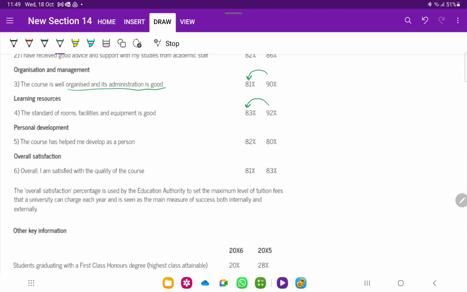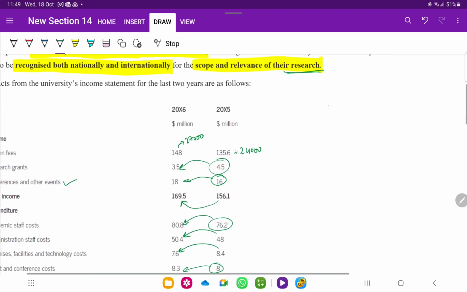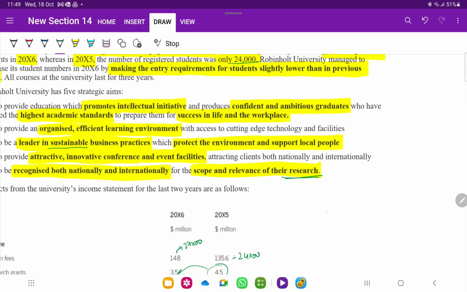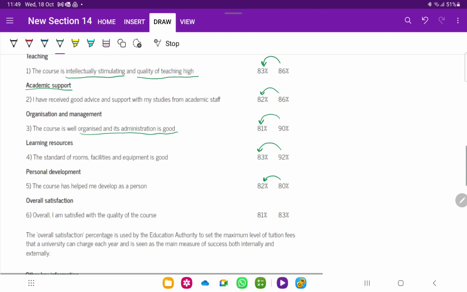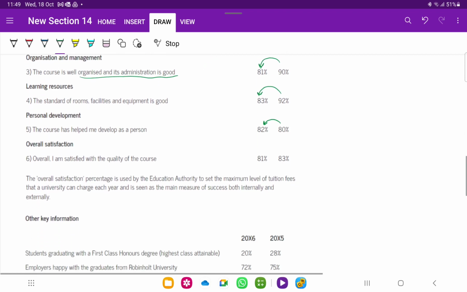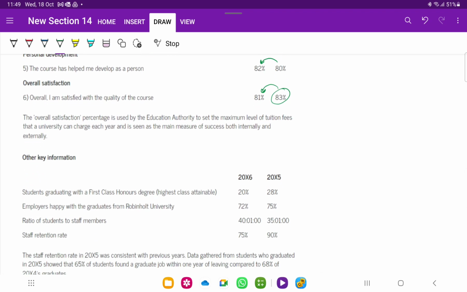Personal development: the course has helped me to develop as a person. That has been improved. So this is quite connected with the confidence issue. So the confidence issue has increased, right? It's a good sign. Overall satisfaction: I am satisfied with the quality of the course. There is a reduction in this, right? So apparently things are not in favor of the university. The overall satisfaction percentage is used by the education authority to set the maximum.